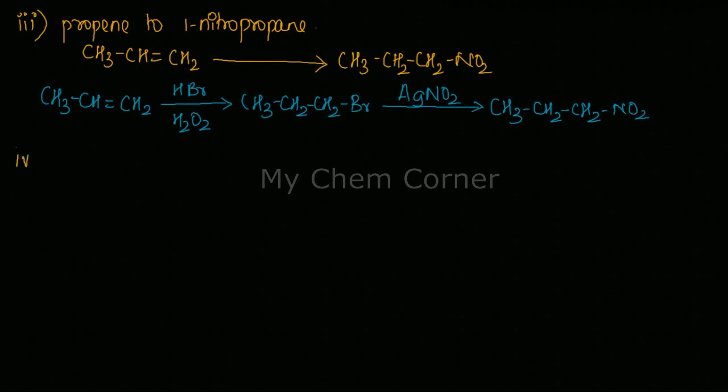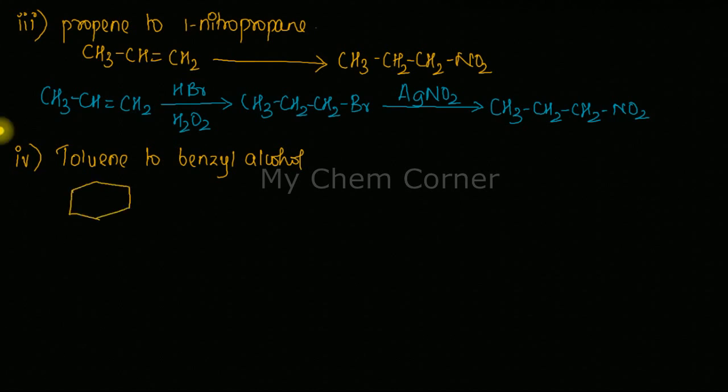Now, next one is the fourth one. For the fourth one, I have toluene to benzyl alcohol. Okay. Now, toluene is this, a benzene ring with a CH3, and this is going to get converted to benzyl alcohol, which means CH2OH. So that's going to be my compound.